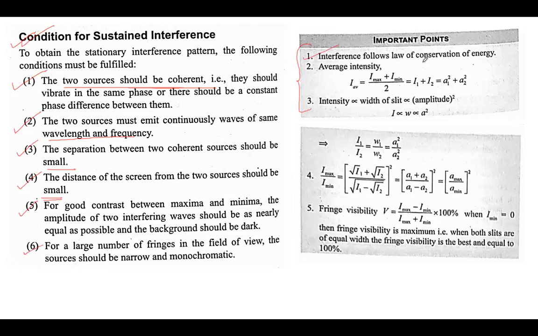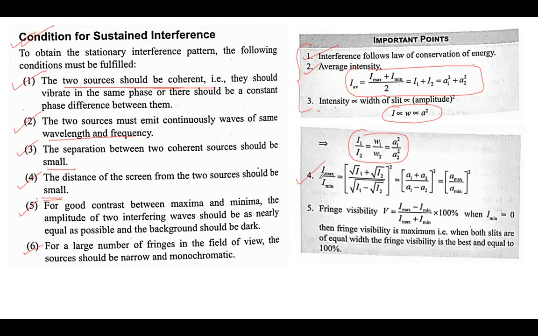First is interference follows law of conservation of energy. Second, average intensity is I max plus I minimum by 2, right? So this is I1 plus I2 or A1 square plus A2 square. Now intensity is directly proportional to width of slit and is proportional to amplitude square. So the ratio of the intensities I1 upon I2 is equal to ratio of width of slit, which is equal to A1 square by A2 square.